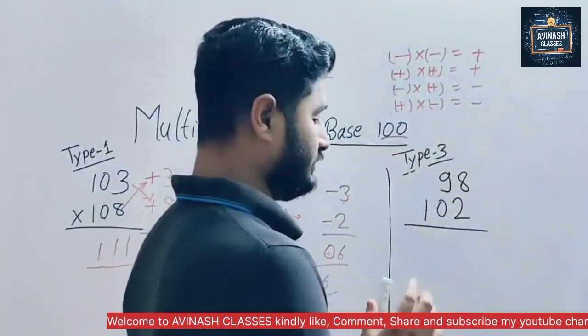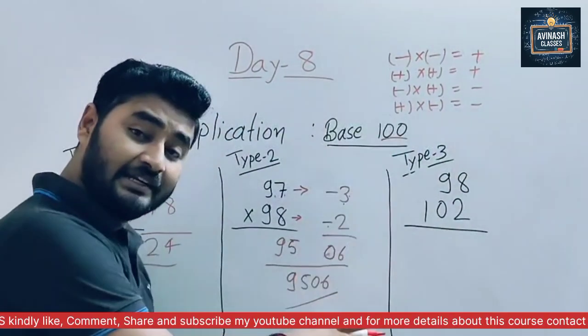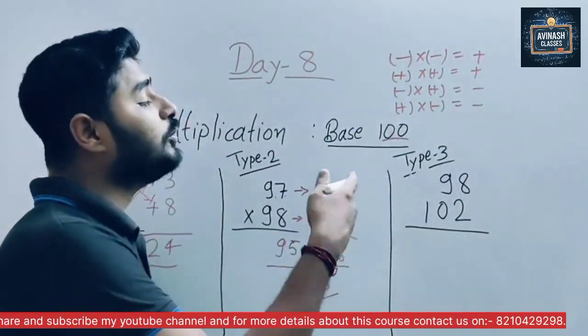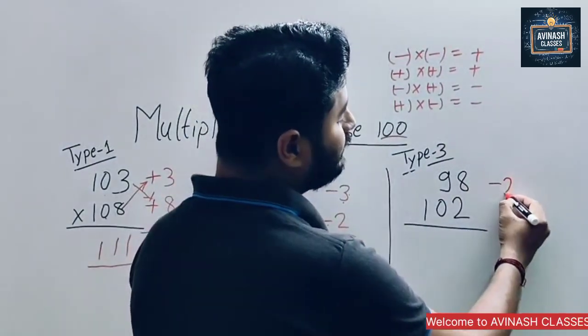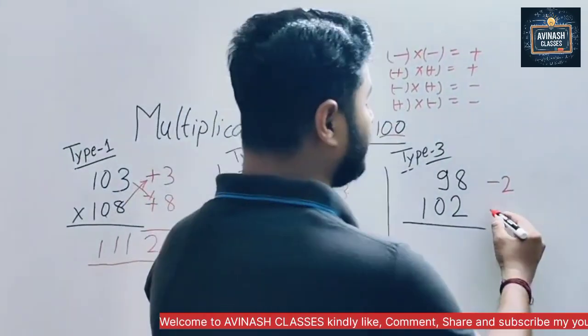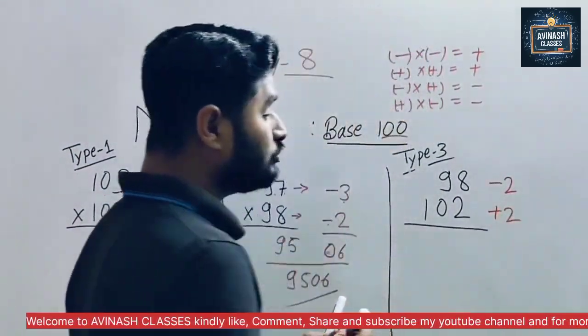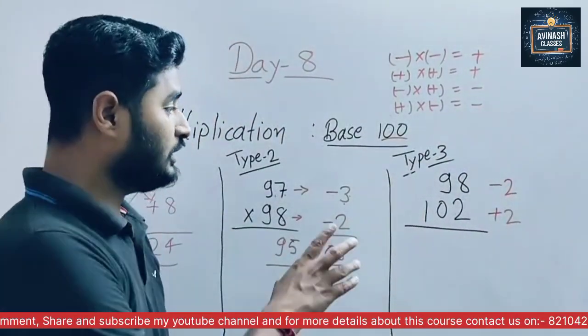Now type 3. Here what we see, sir, is one number is less than 100 and one number is more than 100. So this is how many less? Sir, negative 2. So here we write negative 2. And this is how many more? Plus 2. So here we write plus 2. Here it's important to write the negative and positive. That's the benefit.